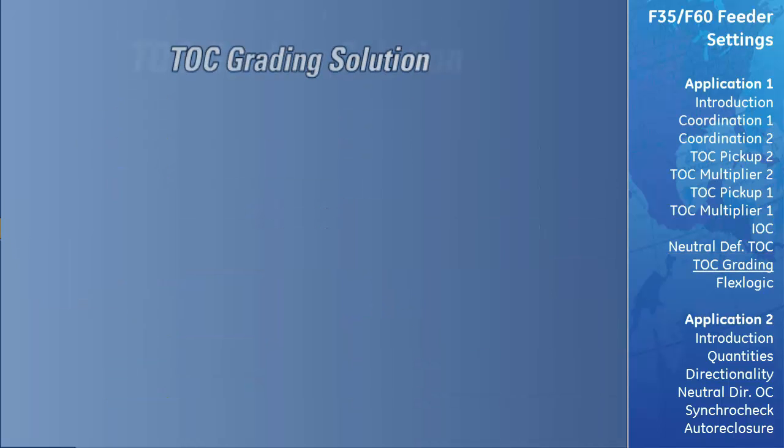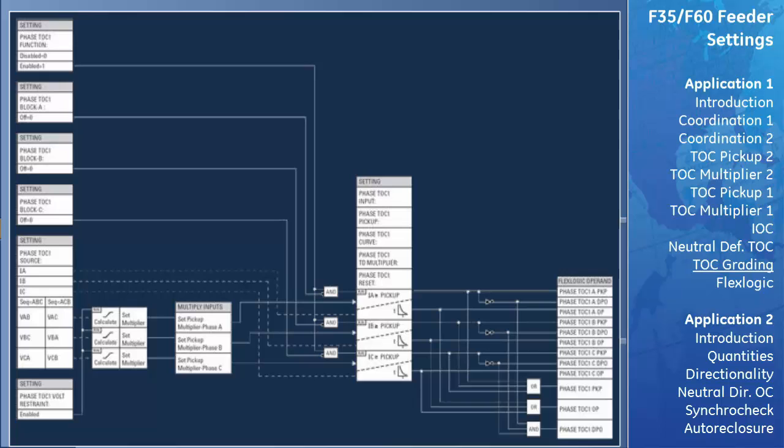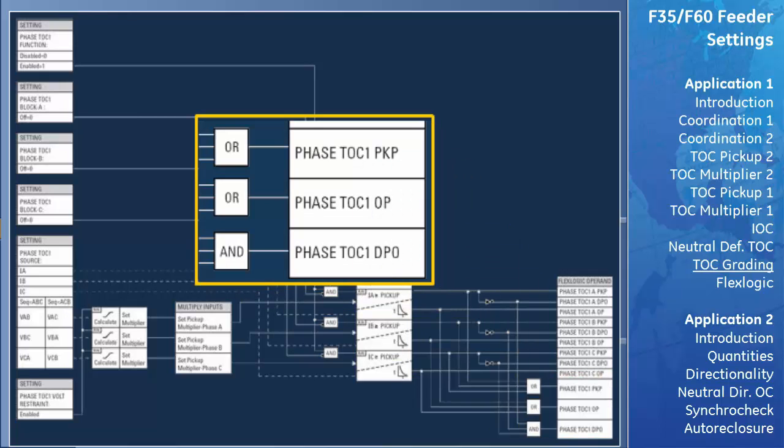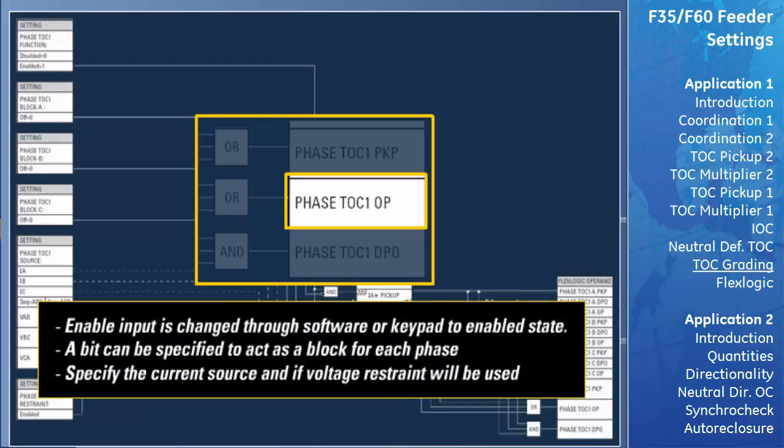Now that we've made the calculations and entered the settings for the elements in our protection and control solution, we will look at the Flexlogic of the elements being used. We'll start with the functions of the inputs to the phase TOC element. The enable input is changed through the software or keypad to the enabled state. There is a bit that can be specified to act as a block for each phase, which we will not use. The user must specify the current source and whether or not voltage restraint will be used. We will not be using voltage restraint in this application. The only output that will be required by the Flexlogic is the phase TOC operate bit.